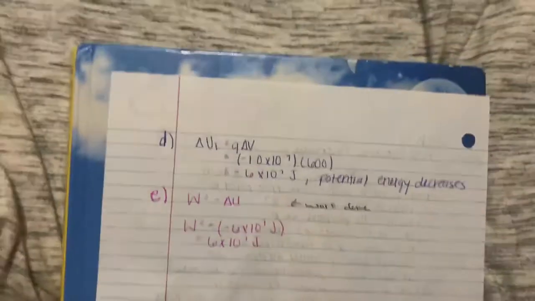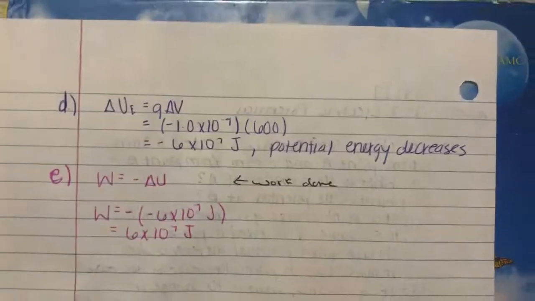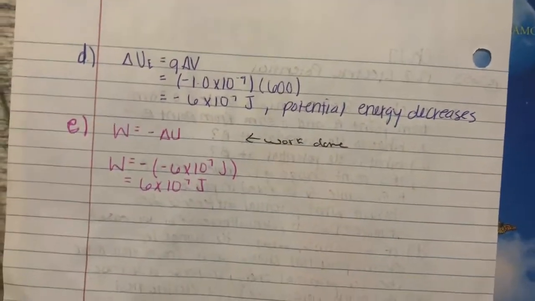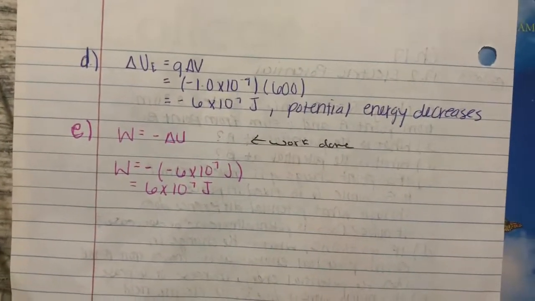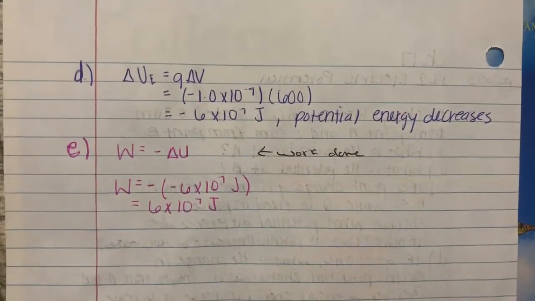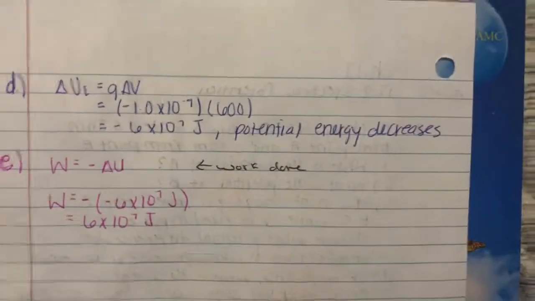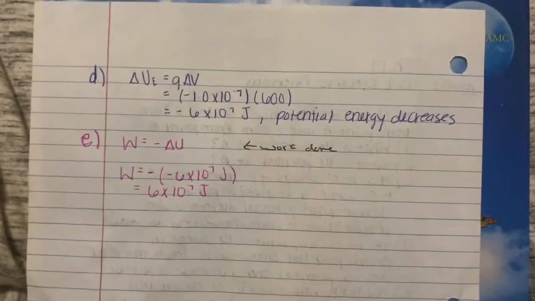And we're just going to bring it back here. So it's going to be that negative 1.0 times 10 to the negative 9 times 600. And that's going to give us negative 6 times 10 to the negative 7 joules. And potential energy here is going to decrease.